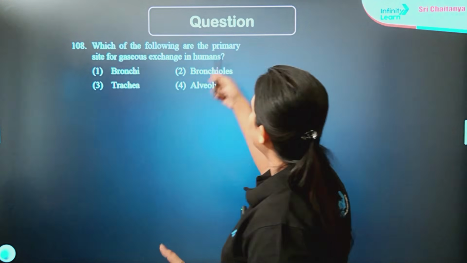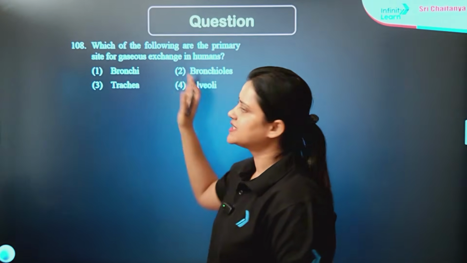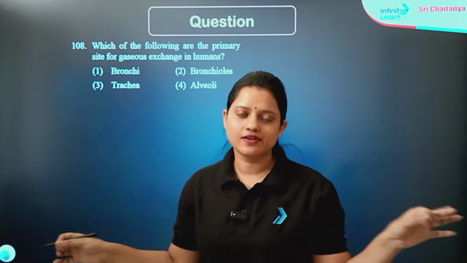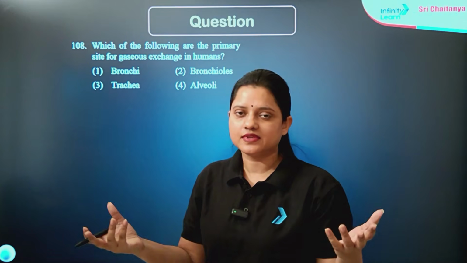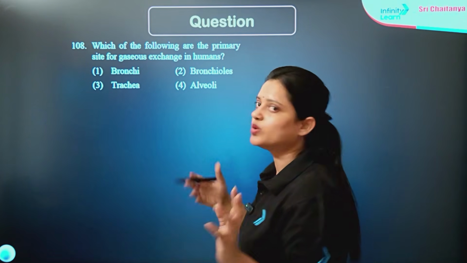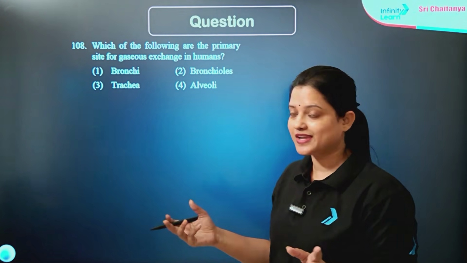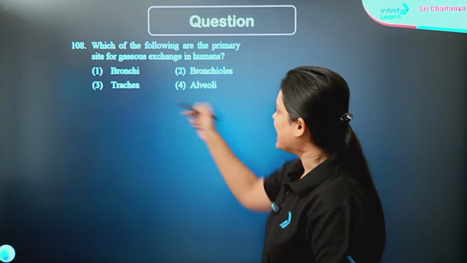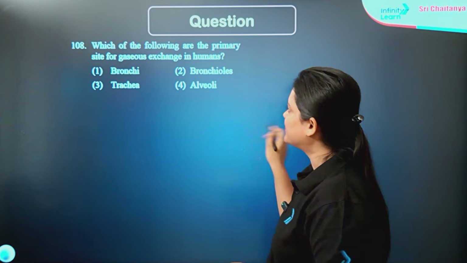Next, which of the following is the primary site for gaseous exchange in humans? A line is written in NCERT that the primary site will be alveoli, though there is exchange in the tissues also. Okay, so it should be alveoli. So the correct answer is 4.